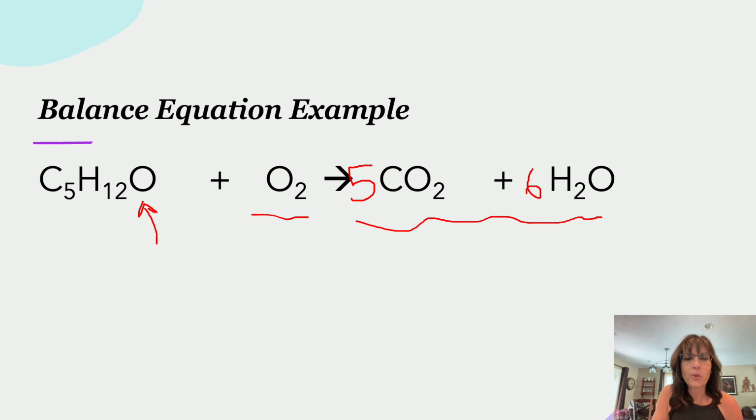What number do you put in front of the O2 to get 15? 7.5. But that's just weird. We don't usually write it like a fraction. So my recommendation is write what you want, which is 15, and then go back and double all your other coefficients. Let me erase these real fast. This was a 5, so we're going to make it a 10. And this was a 6, we're going to make it a 12.